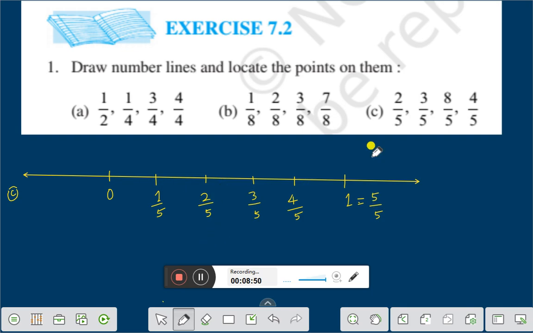Right? Now, you have to locate 2 by 5. Here you see, this point is 2 by 5. Next one is 3 by 5. This point is 3 by 5. Next is 8 by 5. For 8 by 5, I will show you another number line. 4 by 5. This part is 4 by 5.